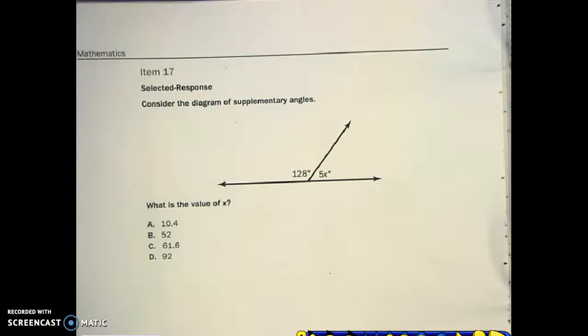And so for number 17, it says consider the diagram of supplementary angles. So they're supplementary. That means if I add this angle of 128 plus this angle, 5x, it will equal 180, because remember supplementary angles form a straight line. Now I have a two-step equation which goes back to Unit 2. I'm going to subtract 128 from both sides.